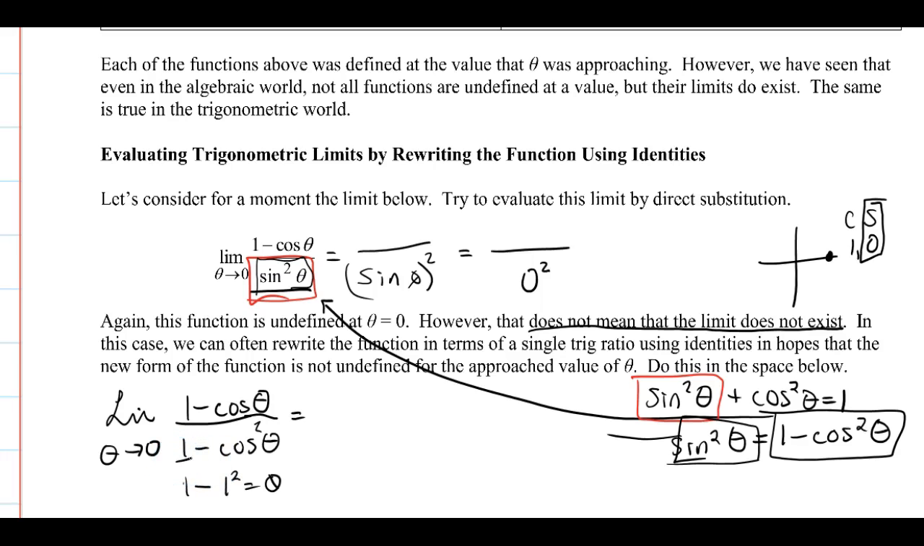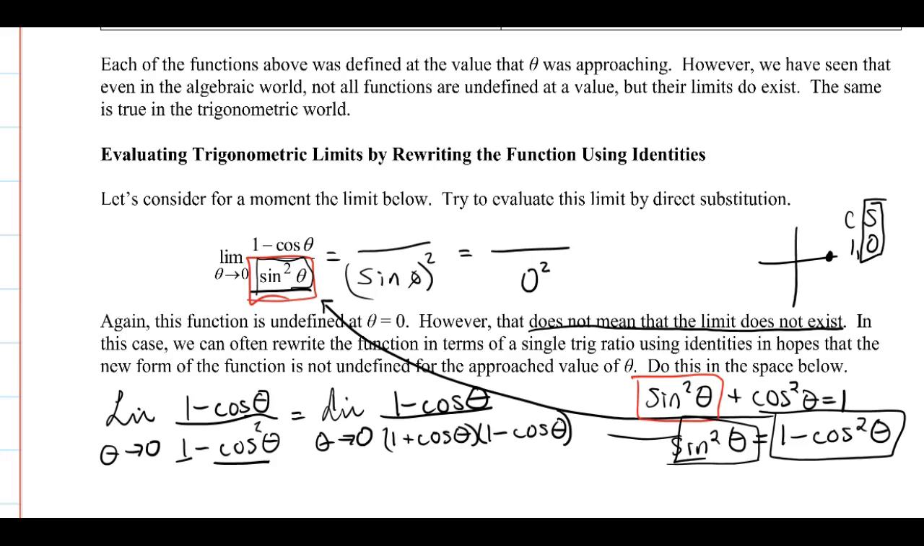But 1 is a perfect square, and cosine squared is a perfect square. So I can factor this difference of squares. Still the limit as theta approaches 0. My numerator, I'm not making any changes right now. My denominator I can rewrite as 1 plus cosine theta times 1 minus cosine theta. And now I see that this will allow me to cancel my 1 minus cosine thetas.